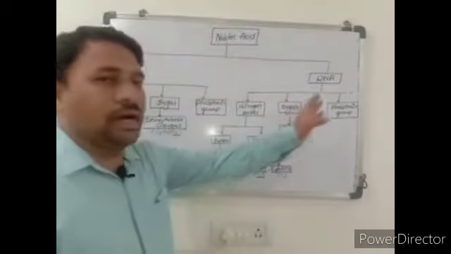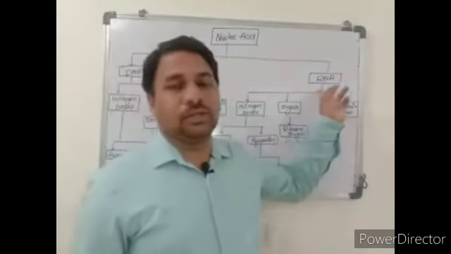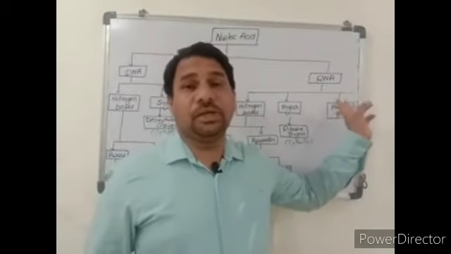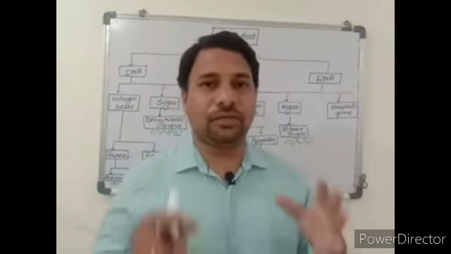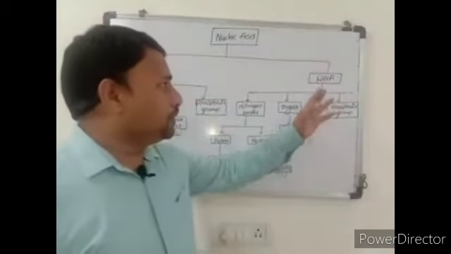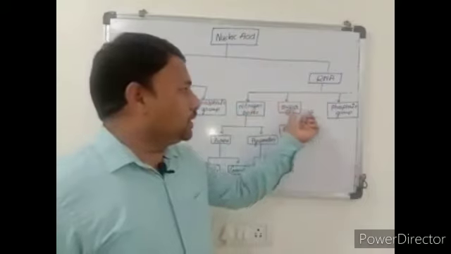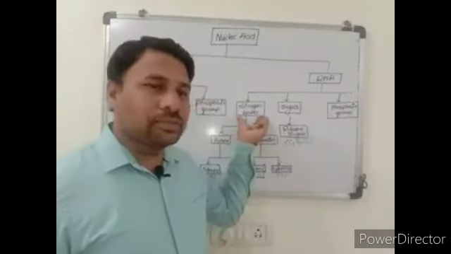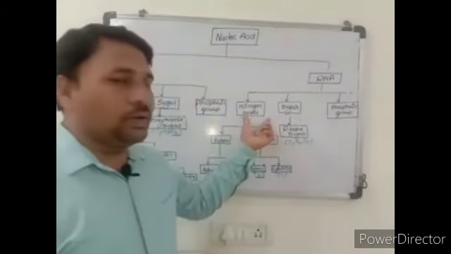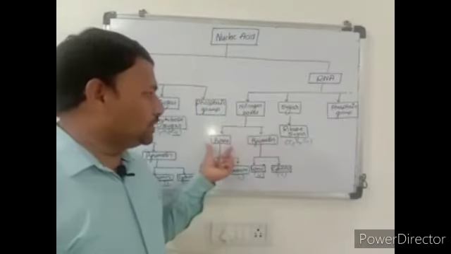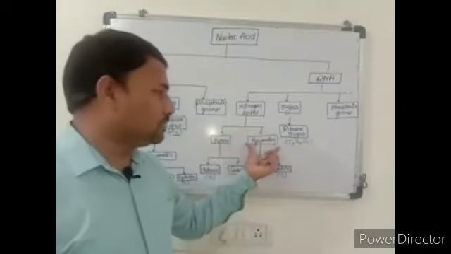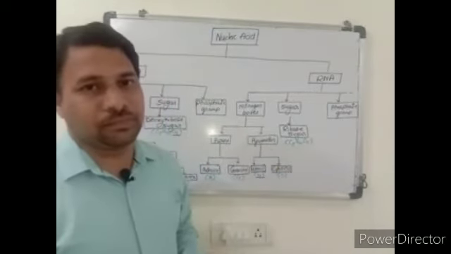Next is RNA. RNA is the genetic material of viruses only. It carries genetic information and transfers it from one generation to the next generation. RNA is again made up of three components: nitrogen bases, a sugar molecule, and a phosphate group. Nitrogen bases are of two types, purines and pyrimidines. Purines are double ring structures and pyrimidines are single ring structures.